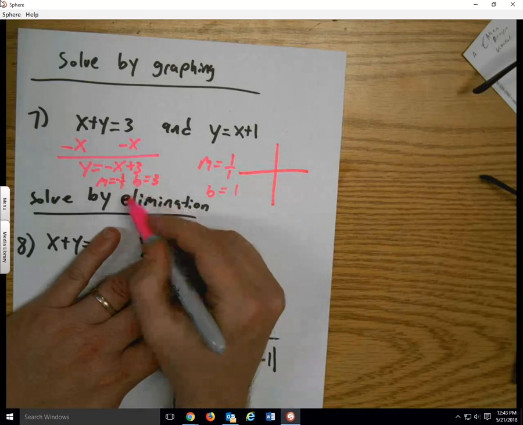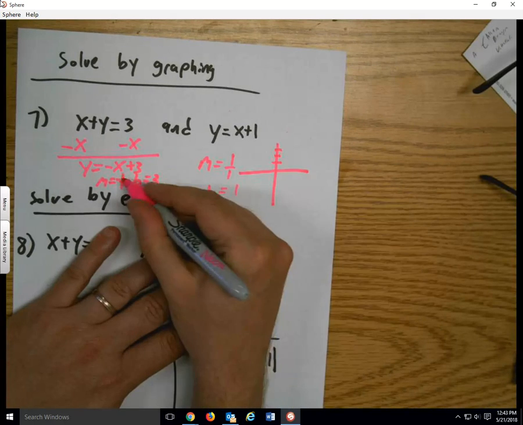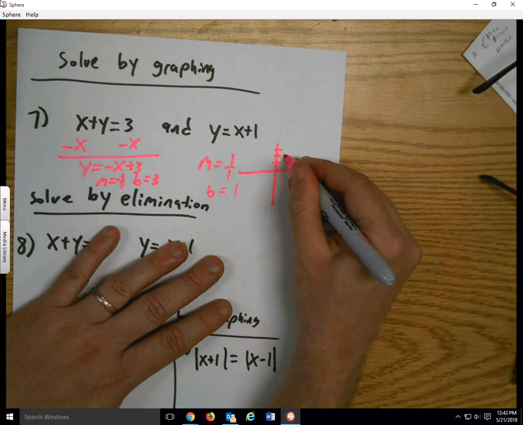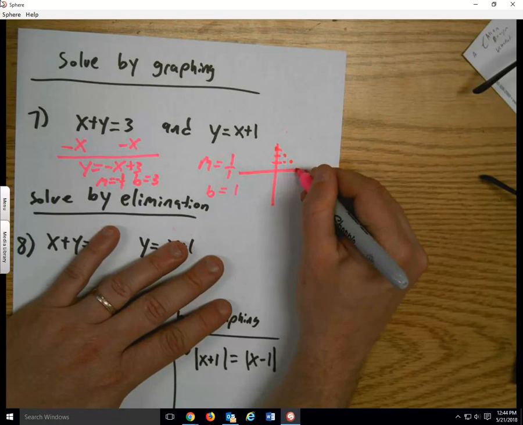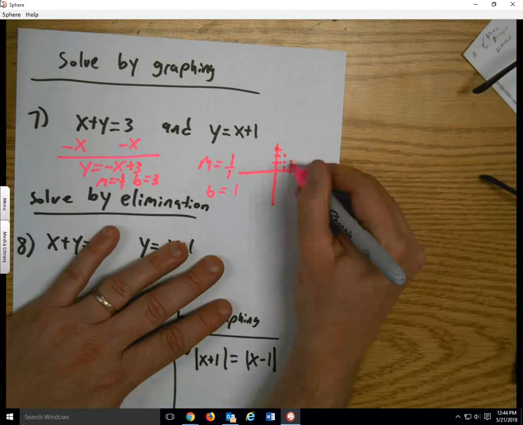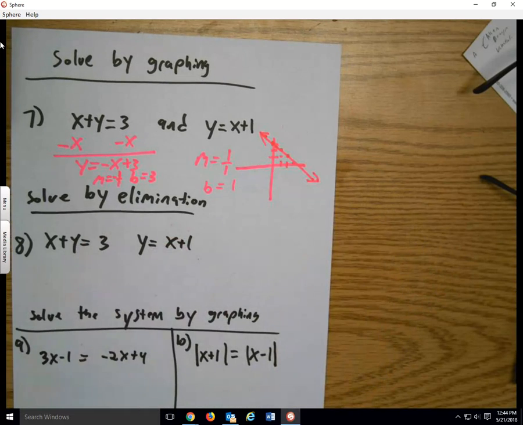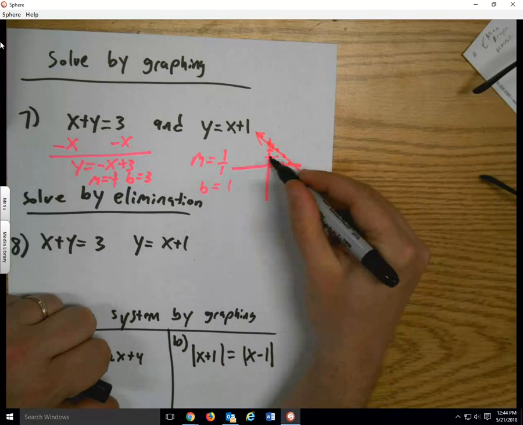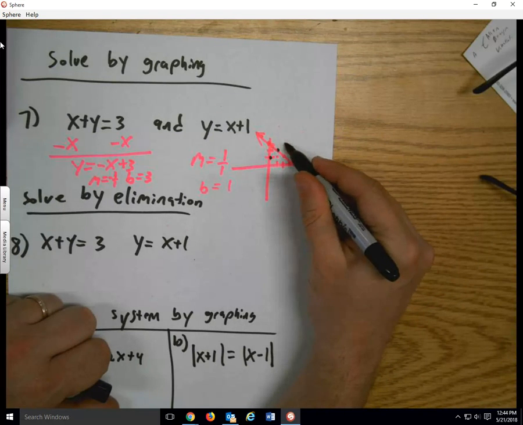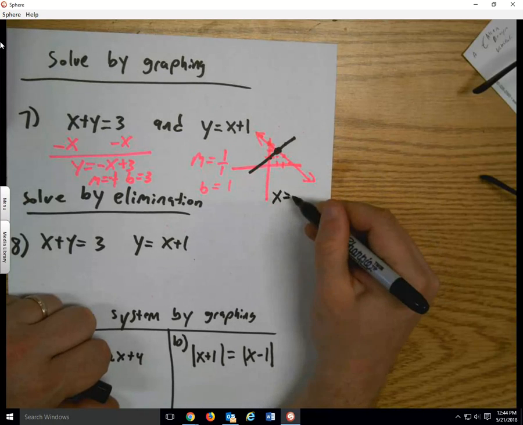So if the b is a 3, and the m is a negative 1 over 1, it would look like this. But let's look at the other one real quick. It says the b is a 1. I'll use a different color marker. B is a 1, but the m is a 1 over 1, so you're going up 1 over 1, up 1 over 1. And it looks like we found where they intersect, which looks like x equals 1.